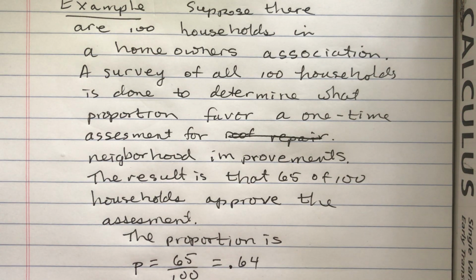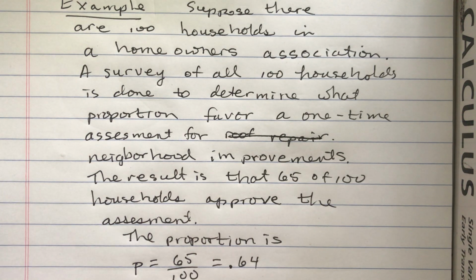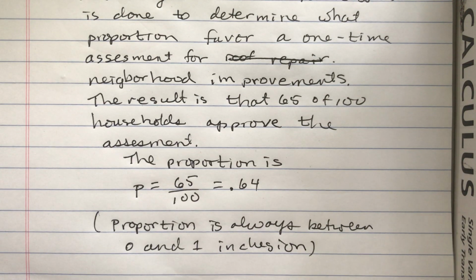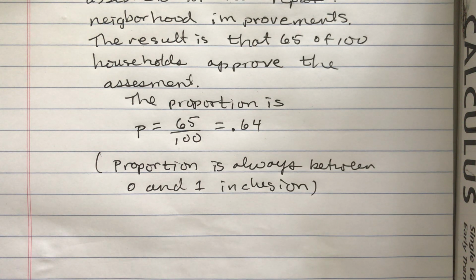So proportion is always between 0 and 1 inclusive. It could be 0, meaning no one is in favor. It could be 1, which is 100% in favor. And we can write it as a decimal, or we can write it as a percent. Okay, so then there's also the topic of, well, suppose you just do a survey of some of the members.